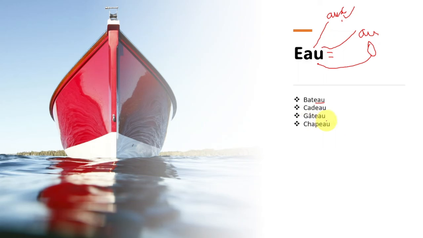But this one, bateau, cadeau, gâteau, chapeau. Okay, bateau, pardon, gâteau. So we have bateau, gâteau, sorry, we have bateau, ga, do, ga, to, sha, po. Again, we have bato, kado, gato, chapeau. So you see here, ba, to. You see here, ga. So here it sounds ka. Like kaka. This one sounds like ka, ka.